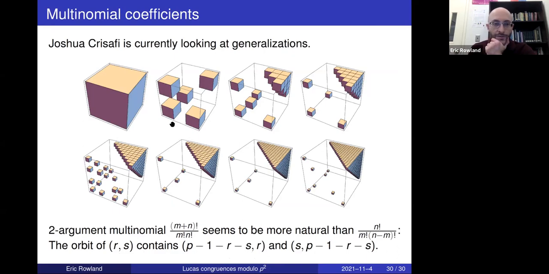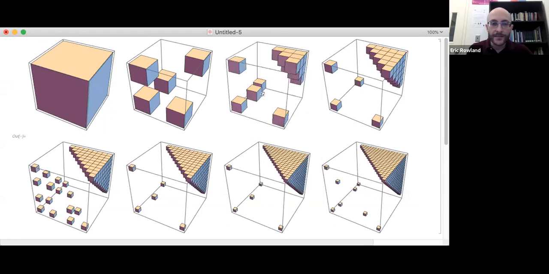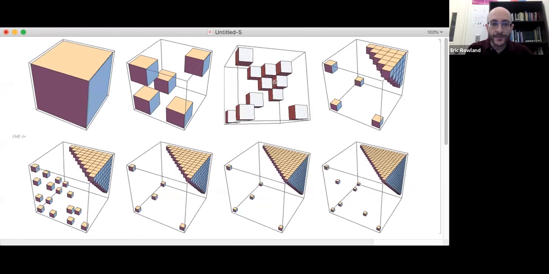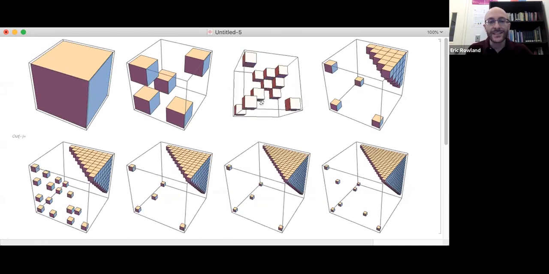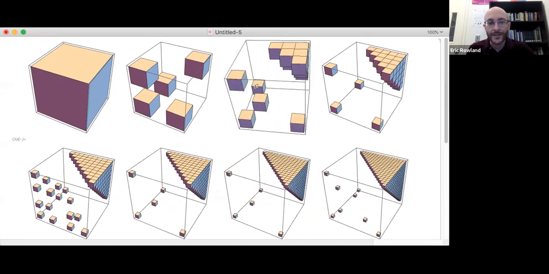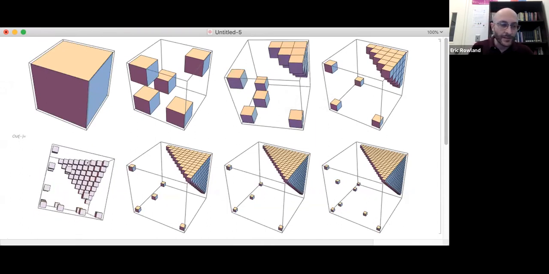So let me show you the 3D versions. So this is for the prime 5. The origin is at the bottom left here. So there's some symmetry, but unfortunately it's not any extra symmetry in addition to the symmetry you would expect from multinomial coefficients having by definition. Here's the prime 11.